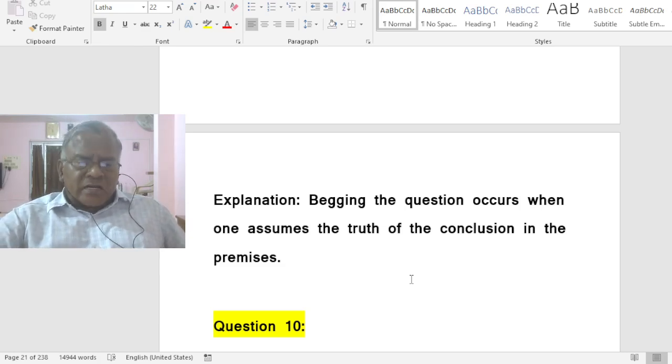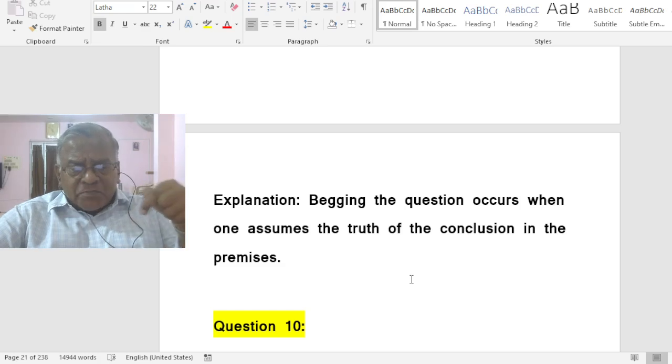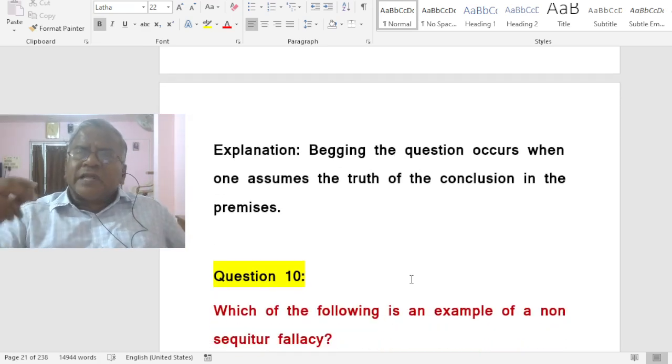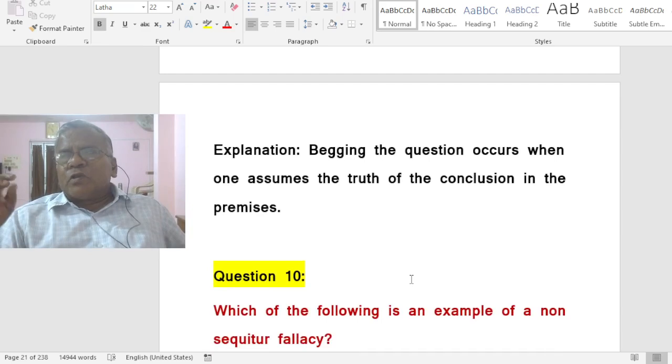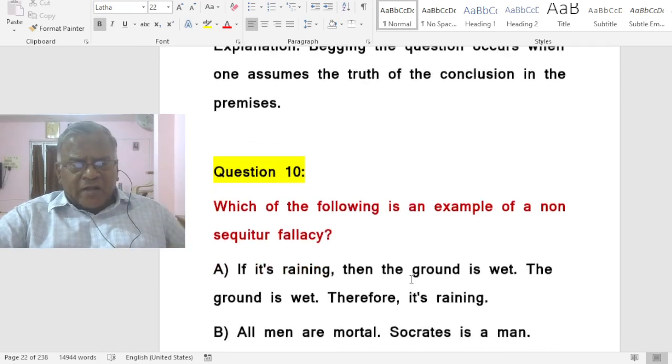Begging the question occurs when one assumes the truth of the conclusion in the premises. One of the premises he takes it to be true. Without seeing the conclusion, he sees one of the premises as valid, as true. So that is the point here. That is called begging the question. There is one type of fallacy.